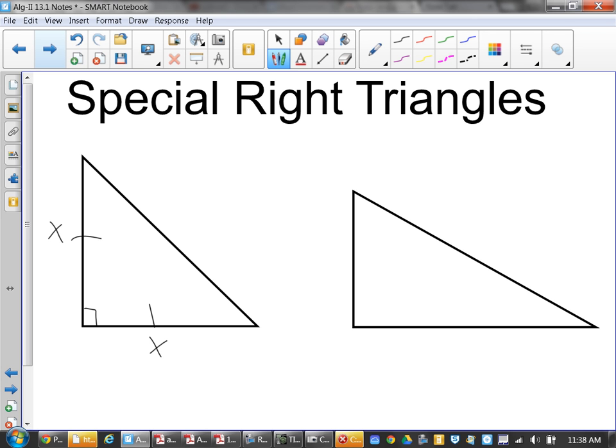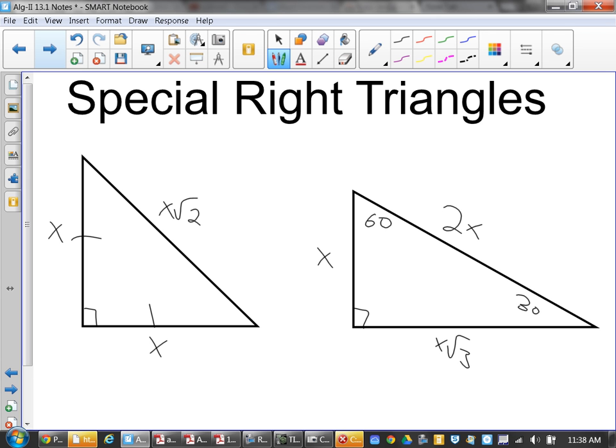X, 2x, x root 2. X root 2, okay. What about 30, 60? That's x over there, that's x root 3, down after 60. And then 2x.